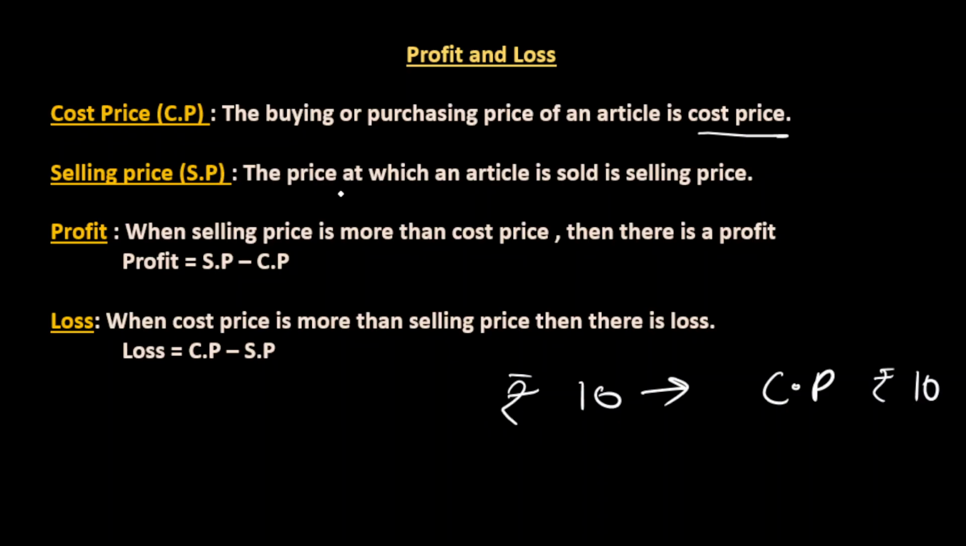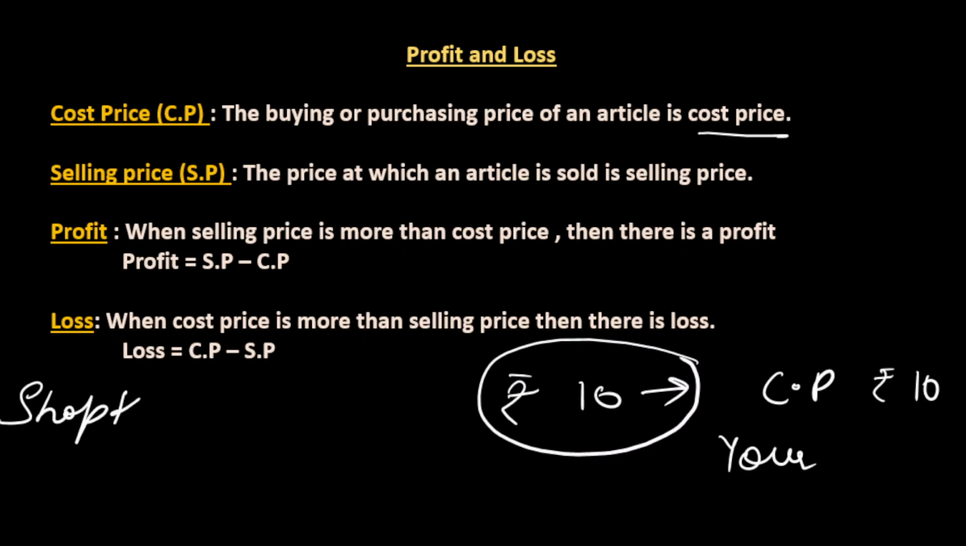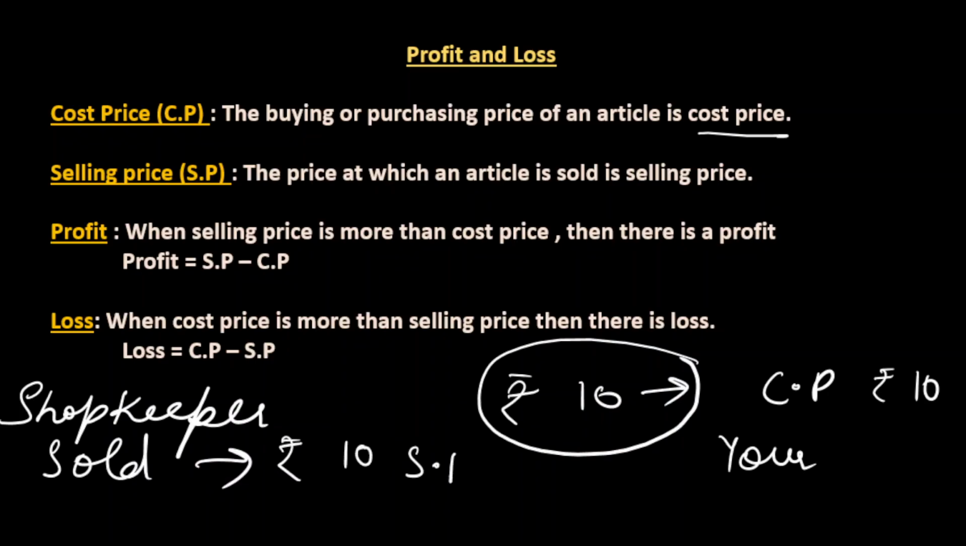Now selling price. The price at which an article is sold is selling price. So you have purchased the pen. For you, this 10 is the cost price. But the shopkeeper has sold the pen. So that means for the shopkeeper, this 10 rupees is selling price.